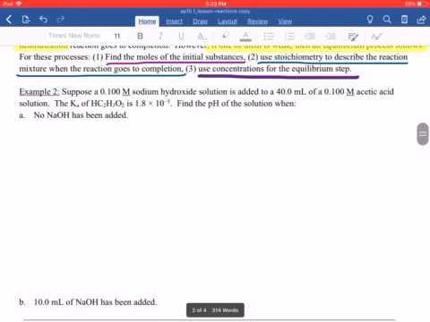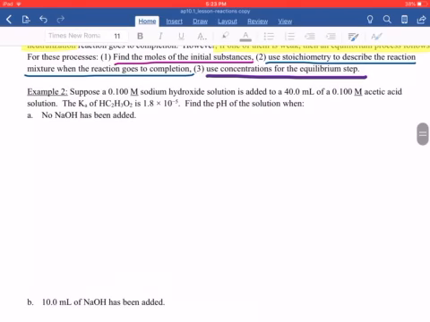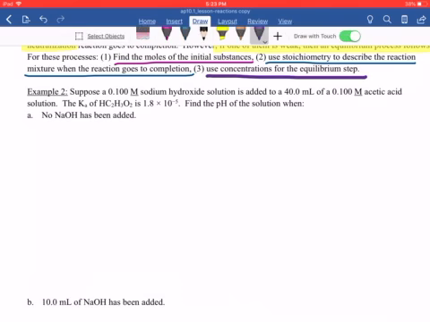All right, so for the very first part, no sodium hydroxide has been added to this equation, which means we just have acetic acid, and if we just have acetic acid, it's going to be slightly acidic. So I'm going to go ahead and write that. It's going to be slightly acidic because we just have acetic acid. We haven't added any NaOH. So for this one right here, we're going to go ahead and just do a normal ice box table.